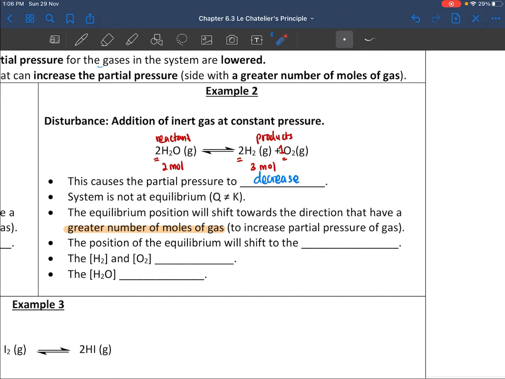So kita nak increasekan the pressure, kita kena shift ke arah greater number of moles. That means kita kena shift ke arah 3 mole lah. So that means we need to shift to the right. Okay, so the answer here, shift to the right. So when we shift to the right, that means the concentration of H2 and O2 here will increase while the concentration of H2O will decrease.